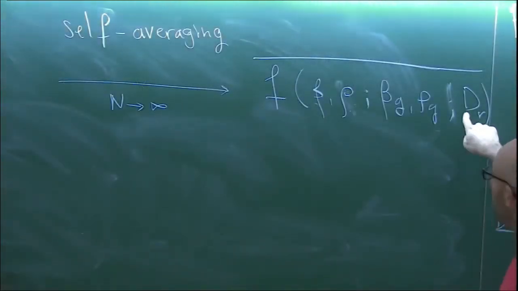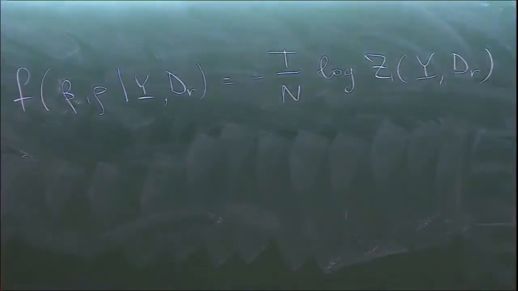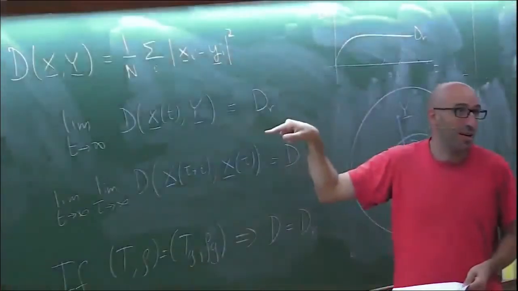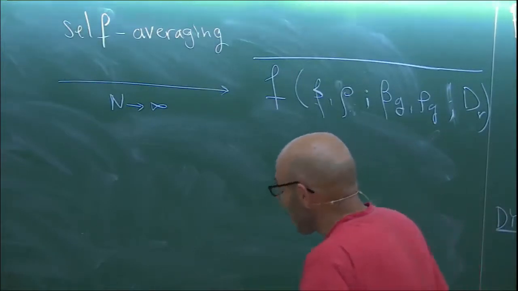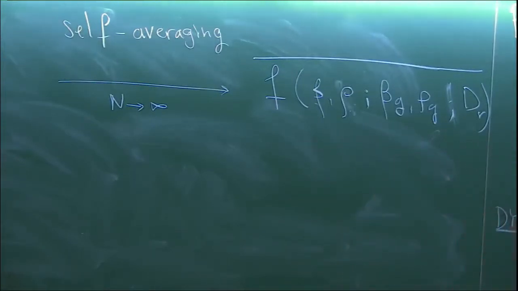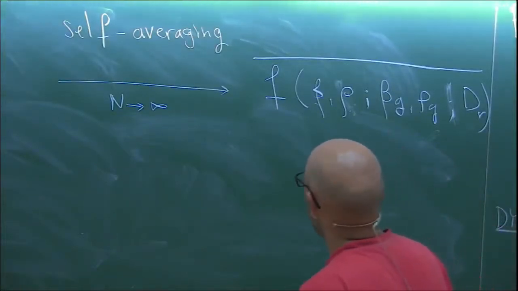Now, before I move to how to compute this quantity, there is still one problem: how do I fix the D_r? In principle, D_r is a dynamical quantity because it's the long time limit of the mean square displacement between x and y. So if I wanted to be precise, I should first solve the dynamics, compute D_r, and then use that value here to get the free energy of my glass. But this is exactly what I don't want to do, because I would like to bypass the dynamics and obtain a thermodynamic expression for the plateaus. So what can I do?